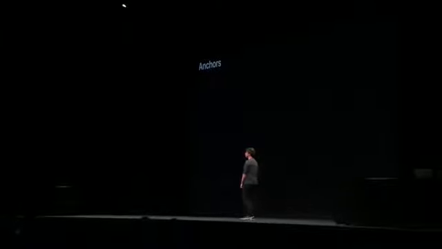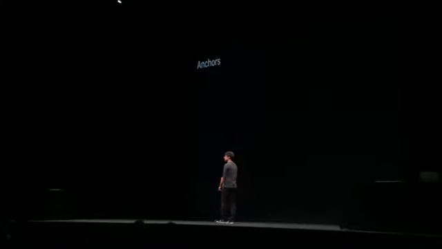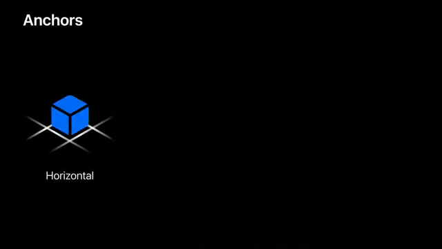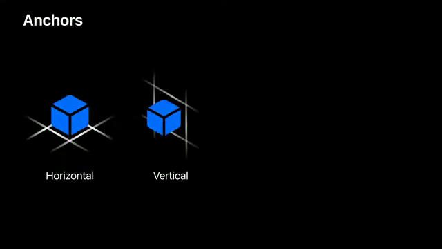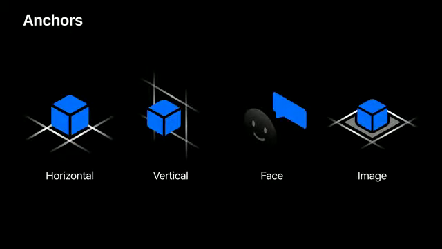Every scene has an anchor type, which describes how the model should be placed in the world. Last year, AR Quick Look supported horizontal anchors, like tables and floors. And this year, we've added support for vertical surfaces, like walls, as well as faces and known 2D images in your environment. So let's describe each of these in detail.